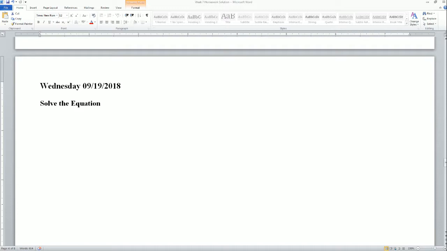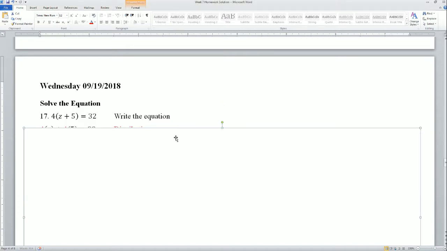All these questions ask us to solve the equation. What is special about all these is that you're going to see there's a parentheses in all of them. Right, here's the first one.